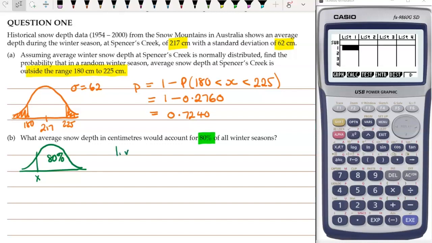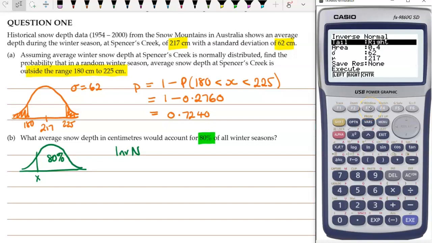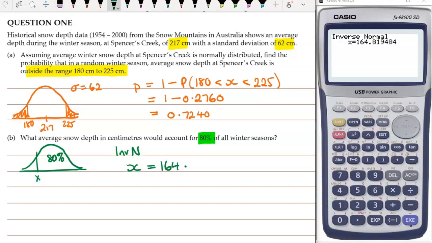Okay, so we're using inverse normal when we've got an area and we need to work backwards to find the x value. So on our calculator, we do distributions, normal, but we're going F3 for inverse normal. So we have a tail that is on the right. Our area is 0.8. Sigma and mean are 62 and 217 as we had before. And now x has got to be equal to 164.8 centimeters. And if we set that as being the number, 80% of our snow seasons would hit 164.8 centimeters or more.